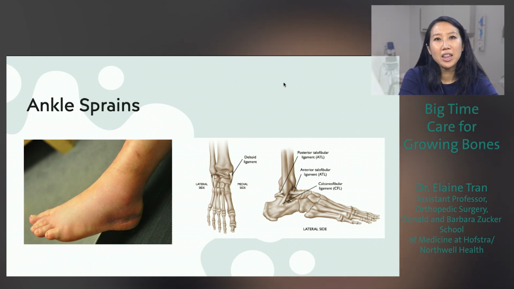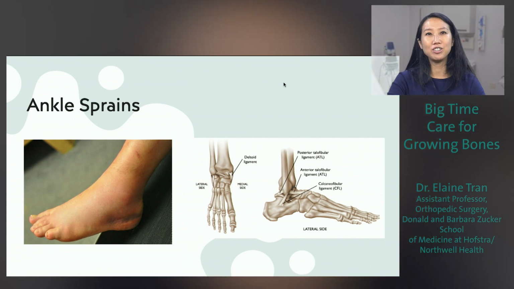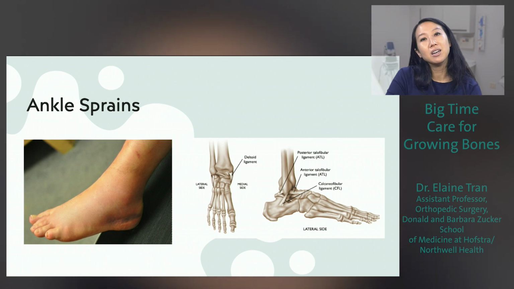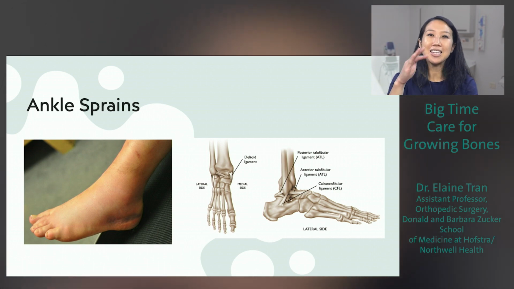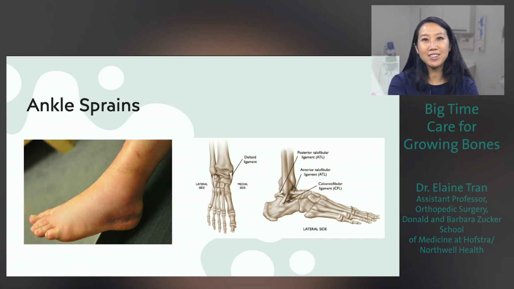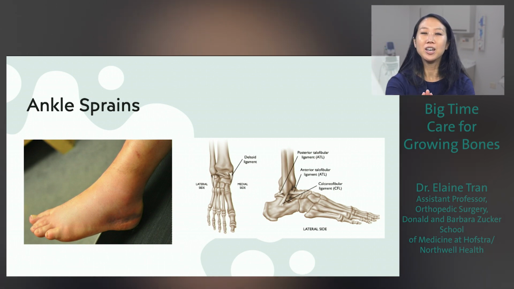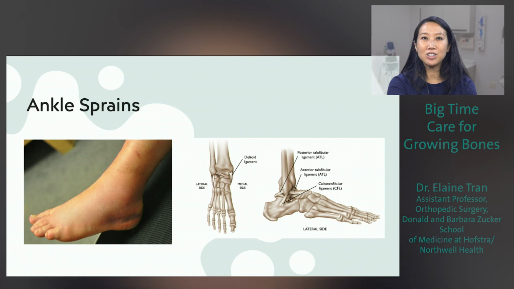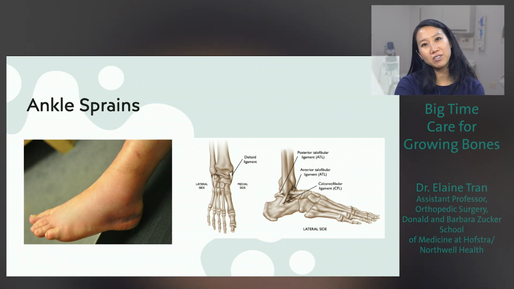And so the picture on the left shows a typical picture of how a foot might look after an ankle sprain. And then the diagram on the right shows the different ankle ligaments, which aren't so important for you to remember, but there are ligaments on the outside, the lateral side of the ankle, which would be injured if you invert your foot because you're stretching the outside. And then there are ligaments on the inside of the ankle, which would be injured if you evert your foot because you're stretching the inside part of the ankle.